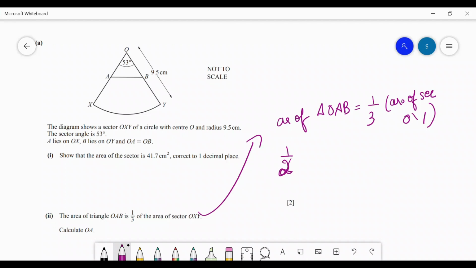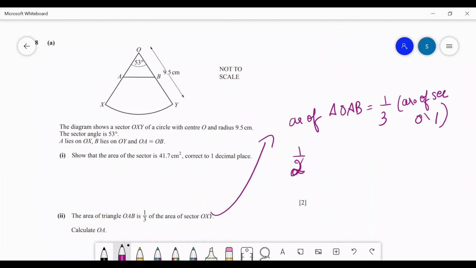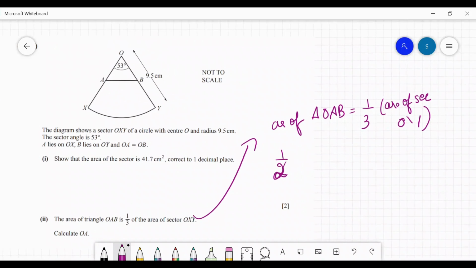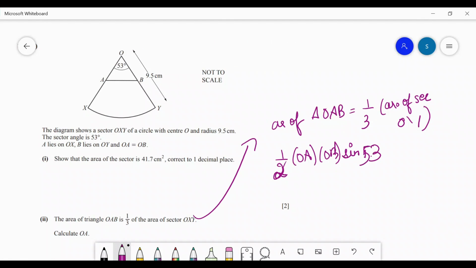So in triangle OAB, I'm going to take OA and OB, and I'm going to take the angle between them, which is 53 degrees. So let me just write it as half into OA into OB into sine 53. This is equal to 1/3 into 41.74, which we've already found in the previous question. We found the area of this sector.